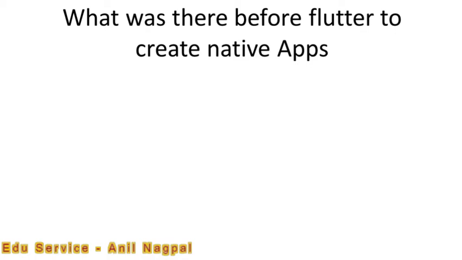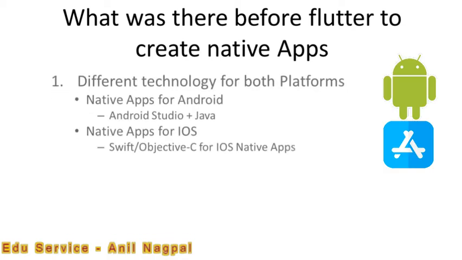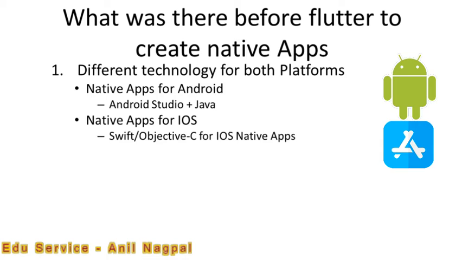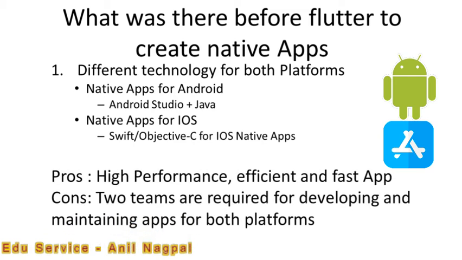Now let us talk about the technology which was available for creating native mobile apps before Flutter. One approach is different technology for both the platforms: native apps for Android using Android Studio and Java, and native apps for iOS using Swift and Objective-C. So this was the first approach which was available earlier. Let us see the pros and cons of this technology. Pros: high performance, efficient and fast apps. And cons are two teams are required for developing and maintaining apps for both the platforms.